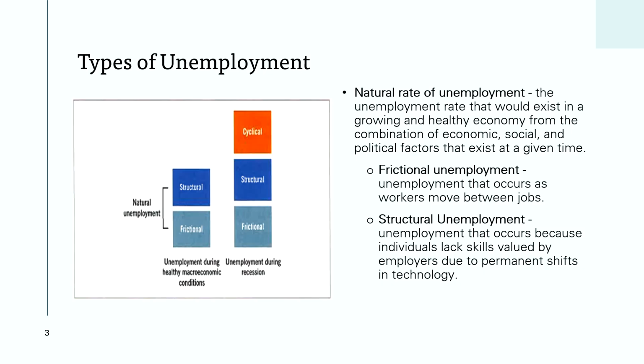Second is structural unemployment. This happens when there is a permanent shift in the economy, like new technology innovation, making certain skills obsolete so that the affected workers need significant retraining.